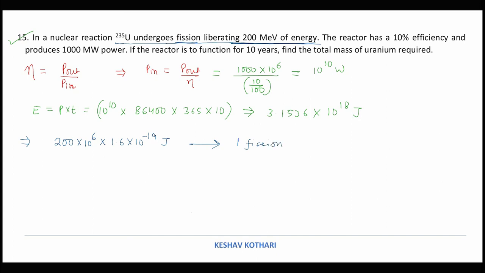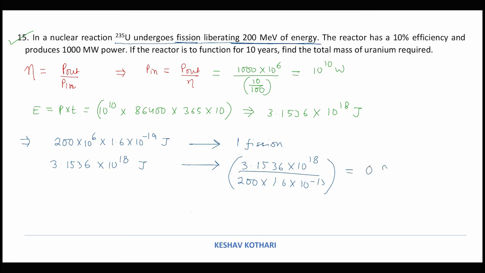So therefore if the energy requirement is 3.1536 into 10 to the power 18 joule, then we will require how many fission reactions. From here we can calculate the number of fission reactions required: 3.1536 into 10 to the power 18 divided by 200 into 1.6 into 10 to the power minus 13. So this is the number of fission reactions that is required, and over here we end up getting a value of 0.985 into 10 to the power 29 fission reactions.